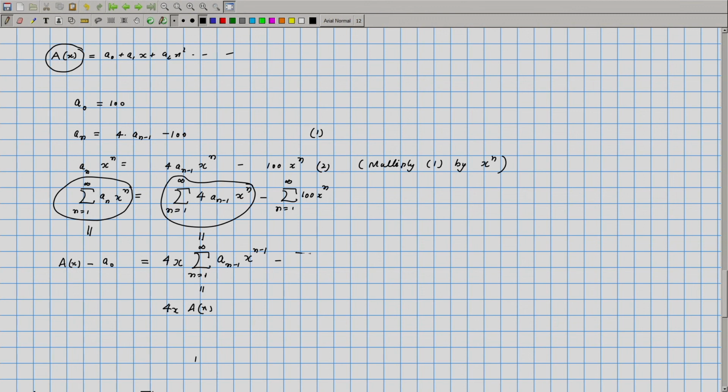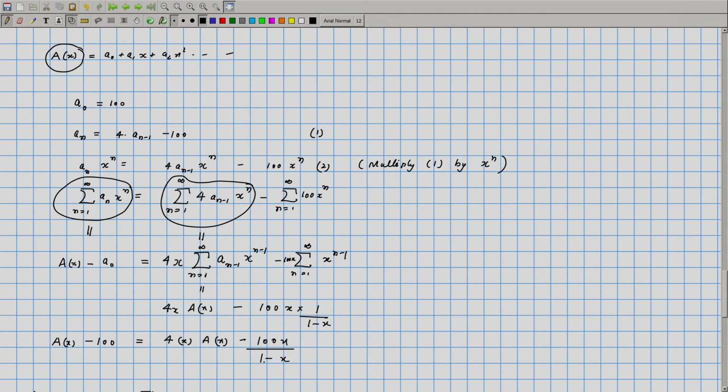And the last term on the LHS is the summation n equal to 1 to infinity. We can take 100 x outside and we will get x raised to n minus 1, and that is going to be equal to 100 x into the summation, which is 1 by 1 minus x. So we get a x minus 100 is equal to 4 x times a x minus 100 x by 1 minus x.